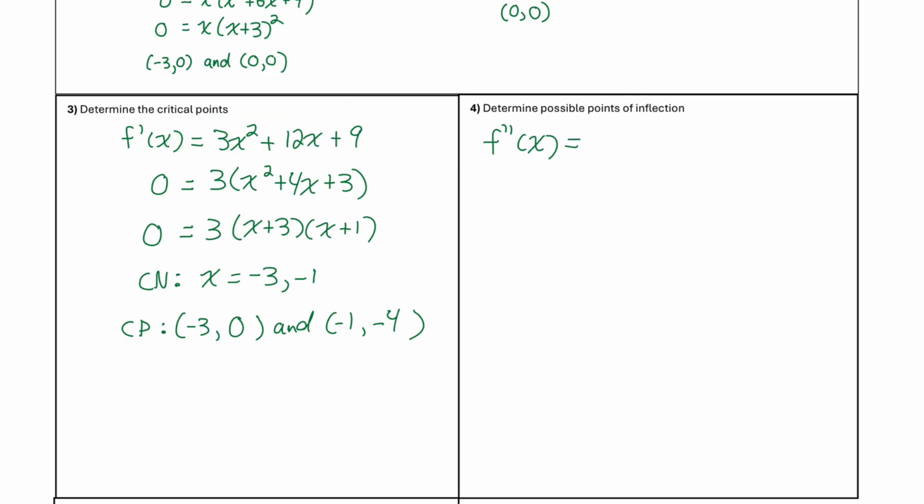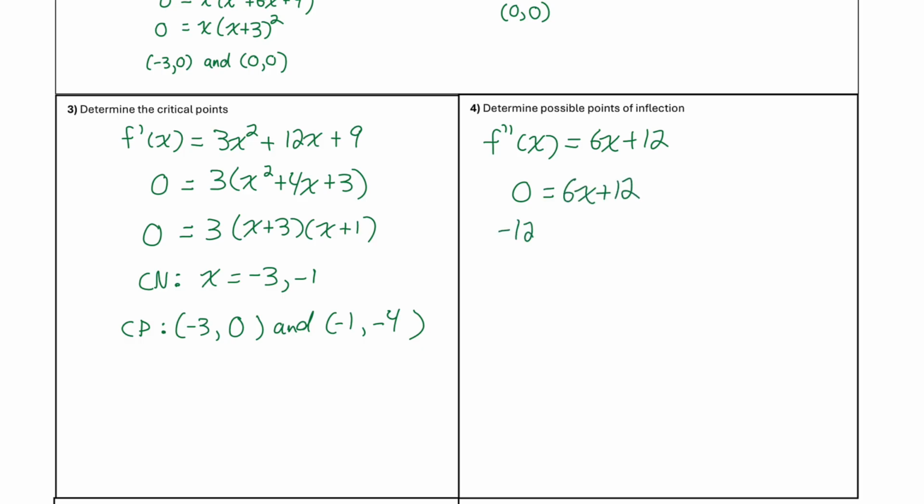So if I differentiate each of the terms, the derivative of 3x squared is 6x, the derivative of 12x is 12, and the derivative of 9 is 0. So there's my second derivative. At a possible point of inflection for a polynomial function, the second derivative will be 0. So I'll set it equal to 0 and solve for x.